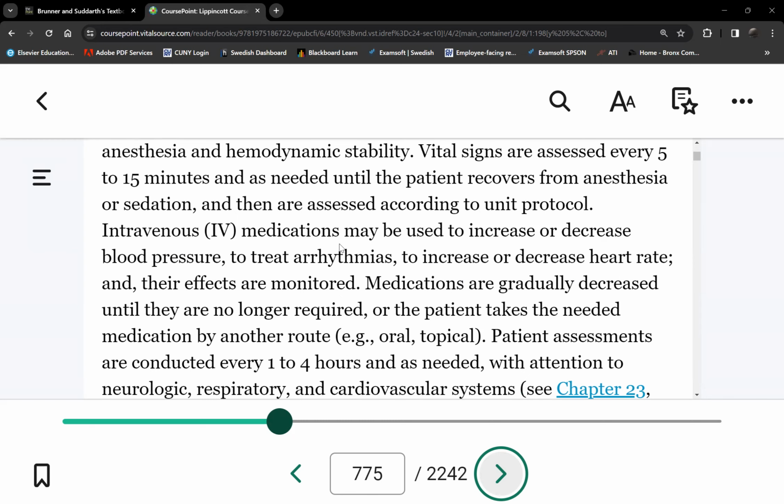Color, temperature, sensation, and movement, right? Okay, so you're basically assessing three things, which is circulation, sensation, and movement. You can also go CMS, circulation, motion, sensation, if that's easier.